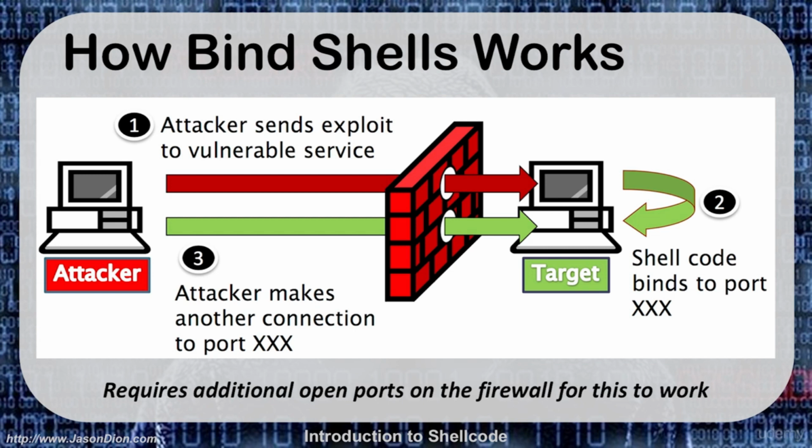And if you're running that, the attacker sends the exploit to the vulnerable service. The shellcode is going to bind itself to that port 21 for FTP, and then the attacker will be able to make a connection, a separate connection, to port 21. That's how bind works. It binds itself to a port.